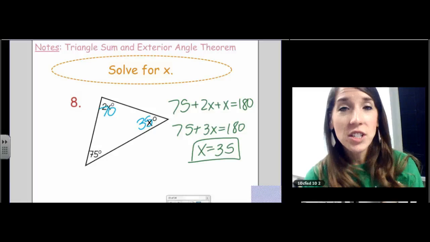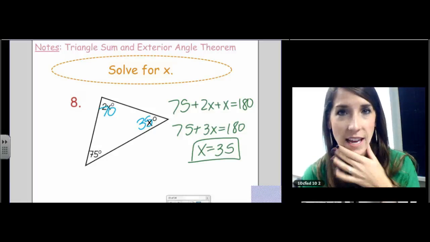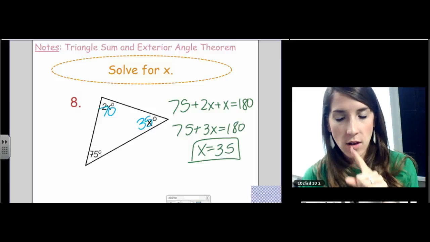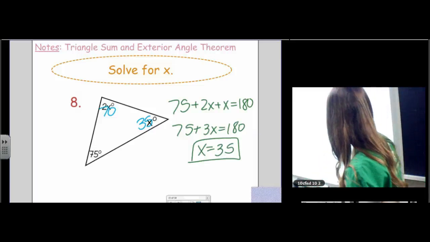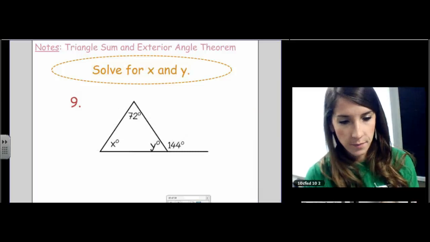Acute. For now, it's just acute. We will learn another day that it's also scalene, and I know you know it's scalene, but it is an acute triangle because all the angle measures are less than 90. All right, try your hand at this one.